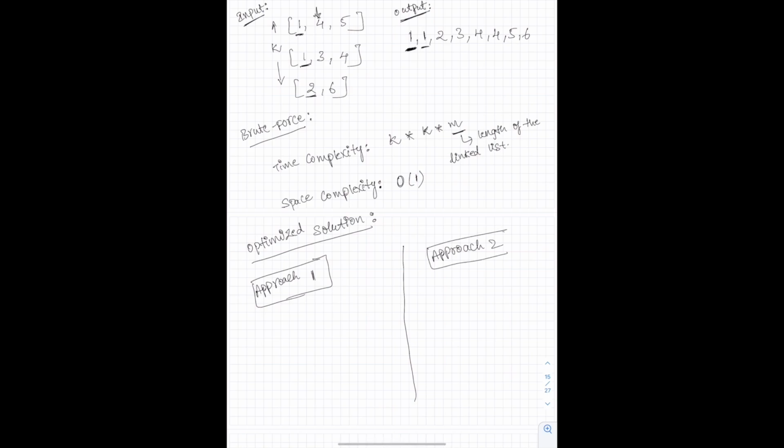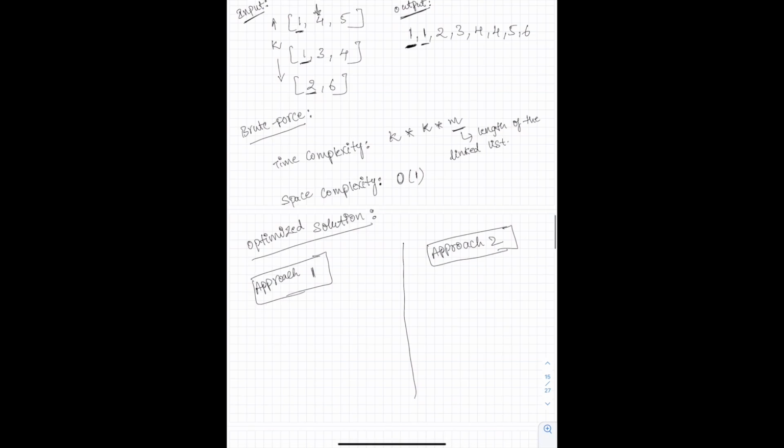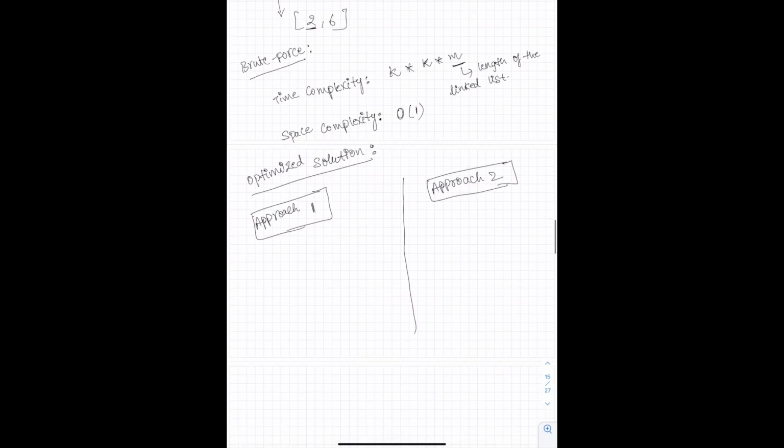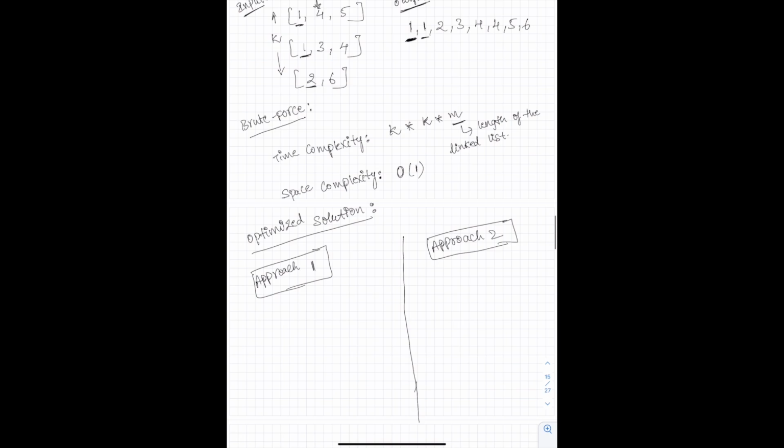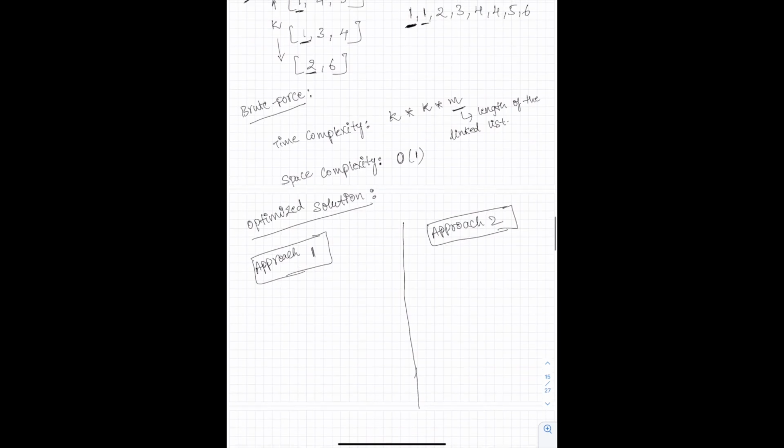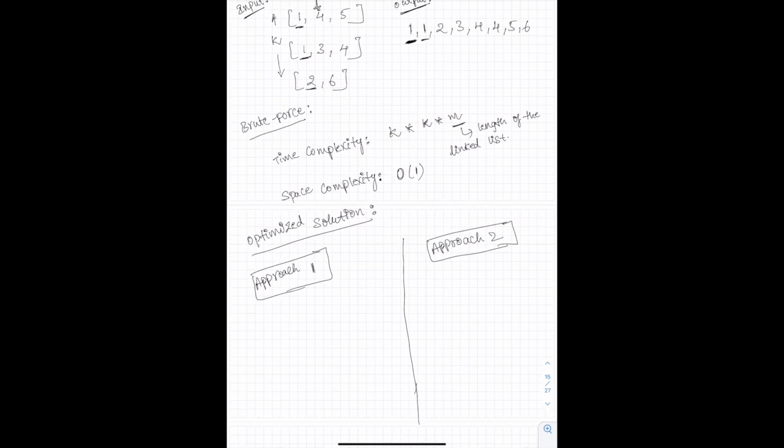In both these approaches, we are going to use heap data structure, but the way we are going to use the heap data structure will be different in these two use cases. So in the first use case, what we are going to do is create a heap data structure and store all the first elements inside the heap.